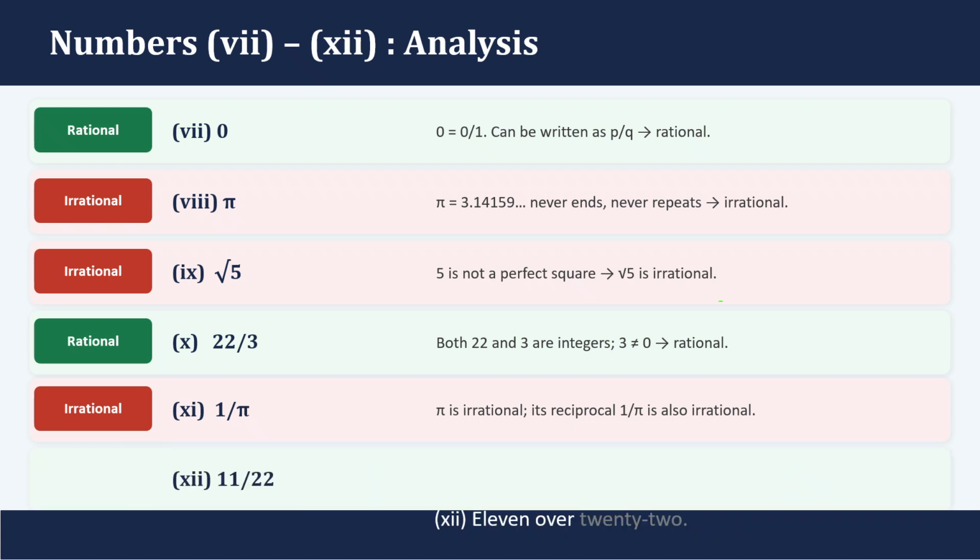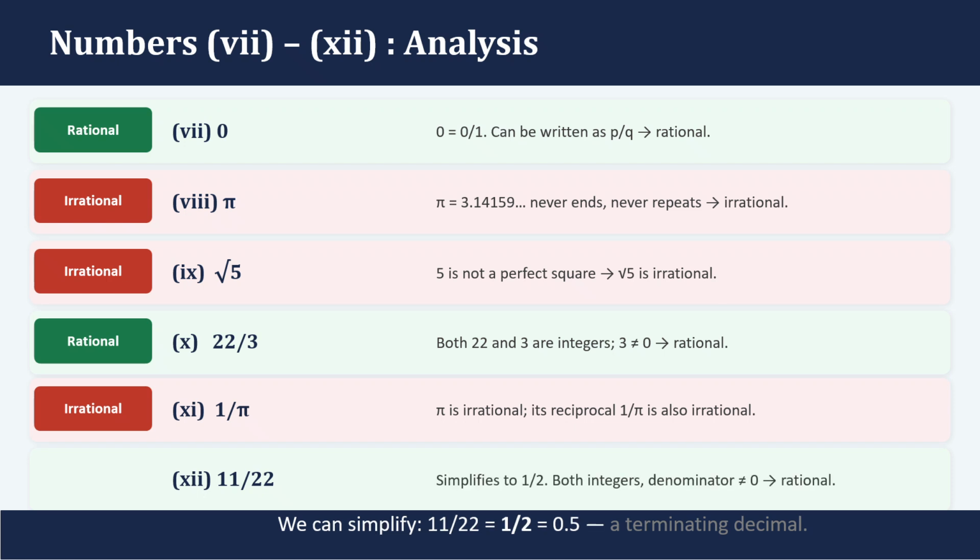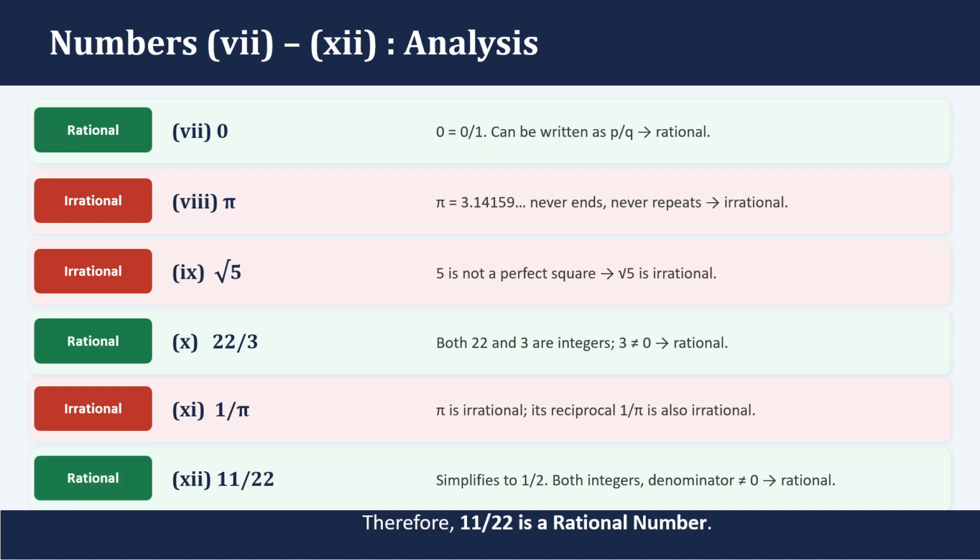12. 11 over 22. Both are integers, denominator is not 0. We can simplify. 11 over 22 equals 1/2, equals 0.5, a terminating decimal. Therefore, 11 over 22 is a rational number.